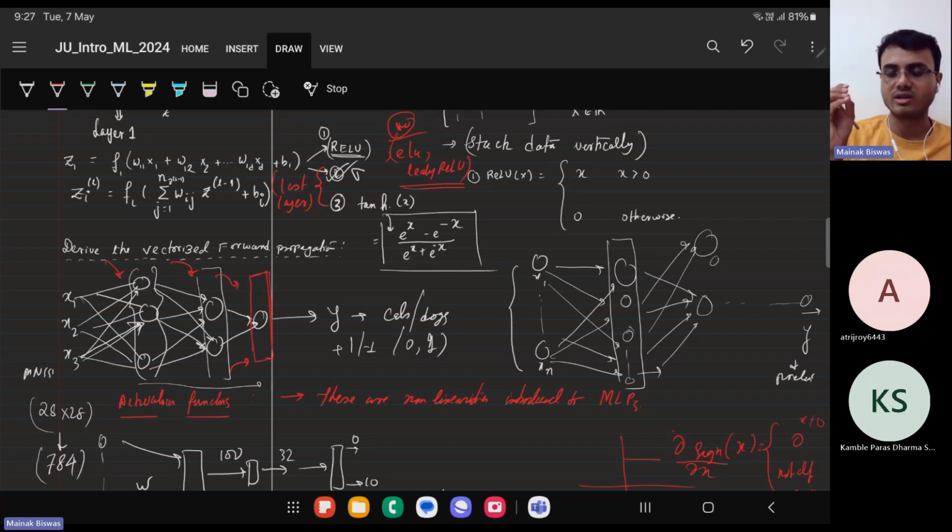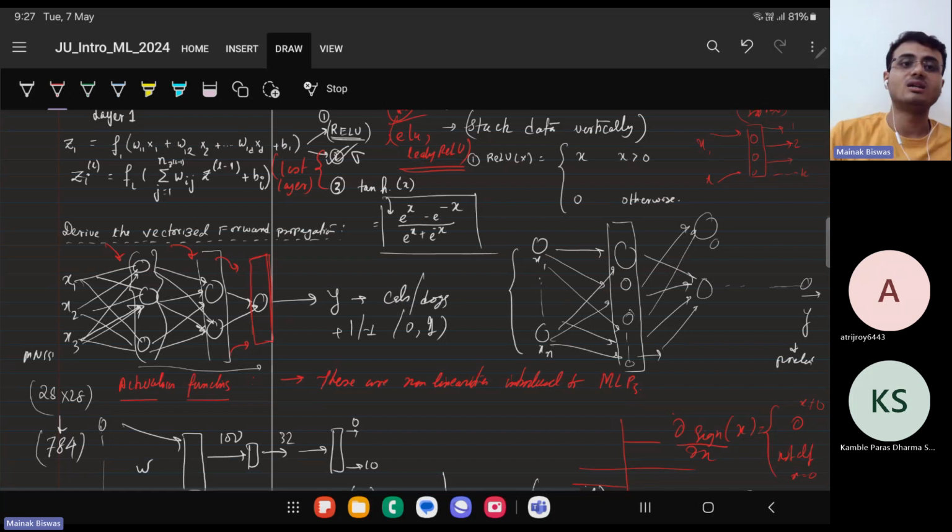In logistic regression, what was happening? We were giving data directly to the last layer, right? And this was predicting class 1, class 2, class K. This was your softmax regression. But anyway, we'll not go into this for the time being. You can just see the class where we did softmax regression and logistic regression.